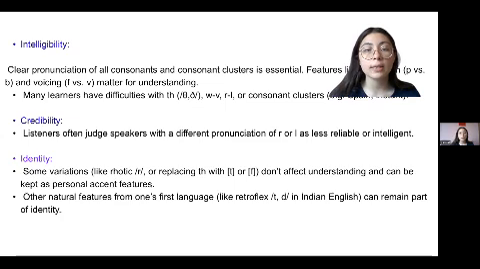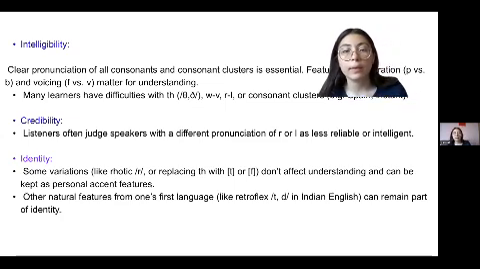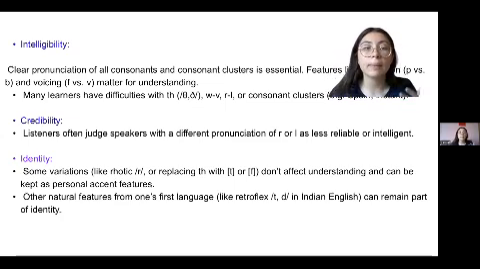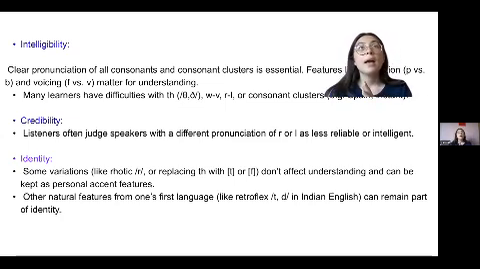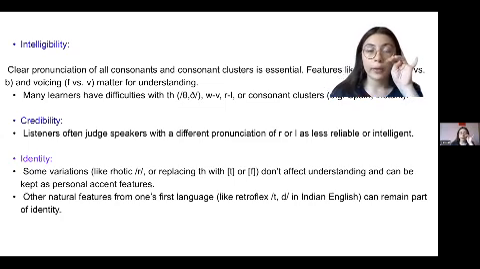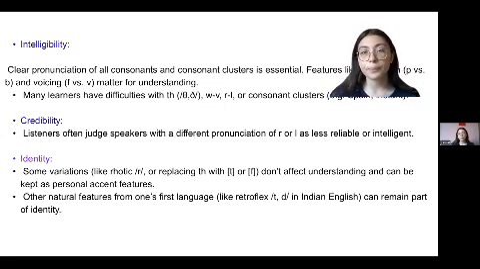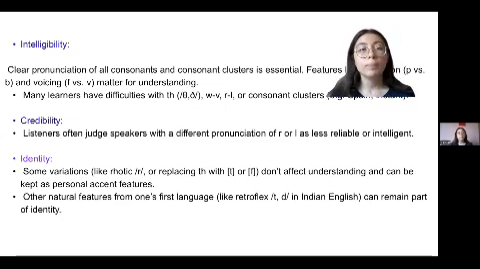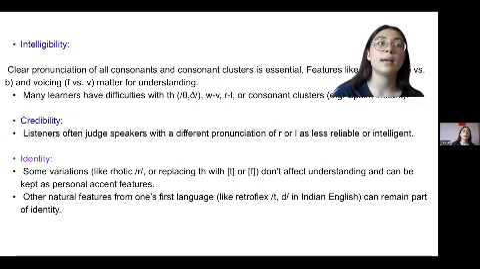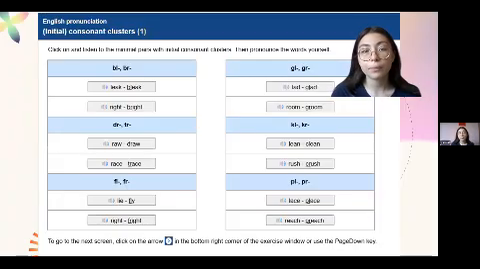And some variations like rolled R or replacing th with t or f don't affect understanding and can be kept as personal accent features. Other natural features from one's first language can remain part of identity. Identity is something special about us, and I think we don't need to change that. We don't need to change that, and we will never be able to change it completely. So we shouldn't be focused on identity too much. Instead, we should focus on intelligibility because that's how we are understood by others.